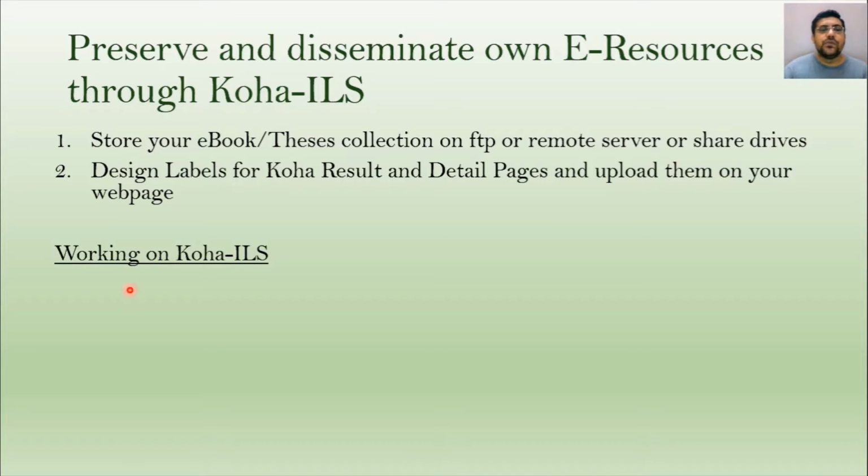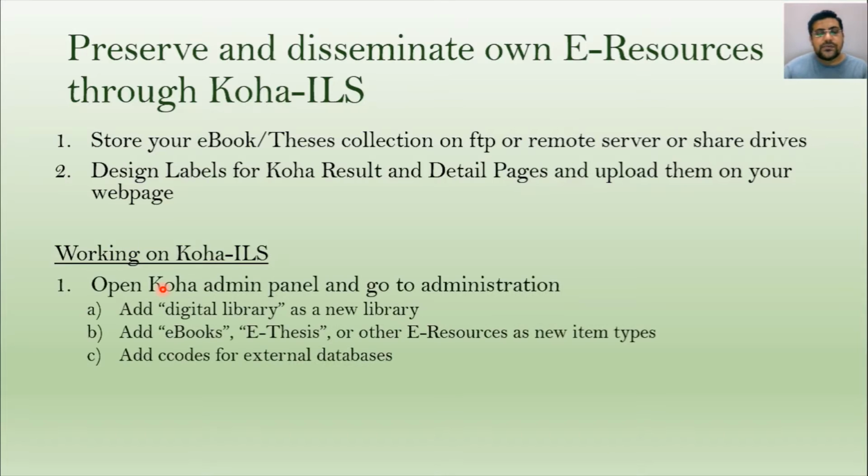And after that, you need to work in Koha-ILS. First of all, you need to open the Koha admin panel and go to Administration. There you need to add a digital library or e-library or whatever you want to name that library, or the institutional repository, whatever. So you need to add a digital library as a new library, and then you need to add ebooks or eTheses or whatever collection you have as new item types, and then you need to add a CSS code for external databases. I'll show you all these steps one by one.